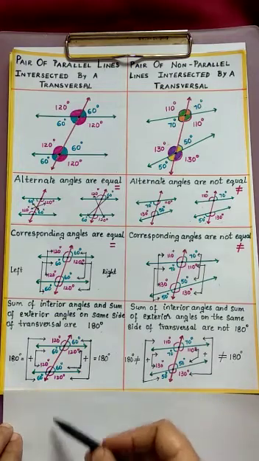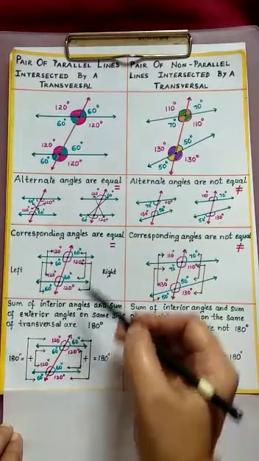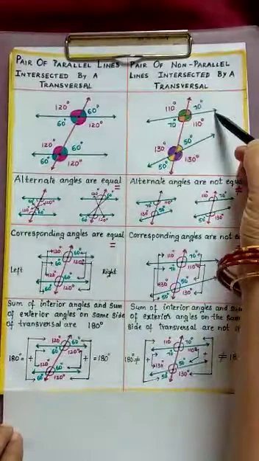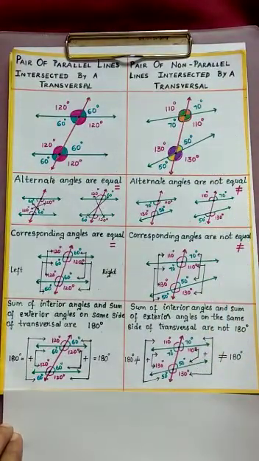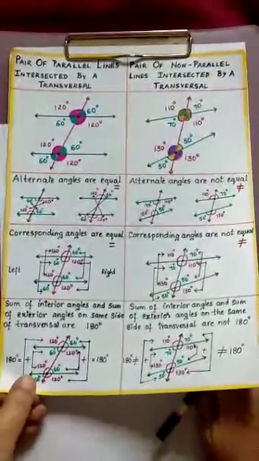Now all these properties are satisfied when the given two lines are parallel to each other. If the lines are not parallel, these properties are not satisfied. Now let us move to another concept.